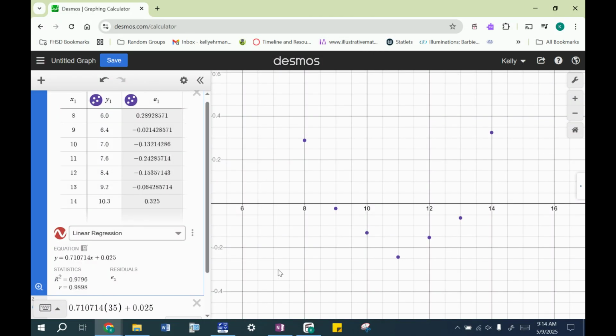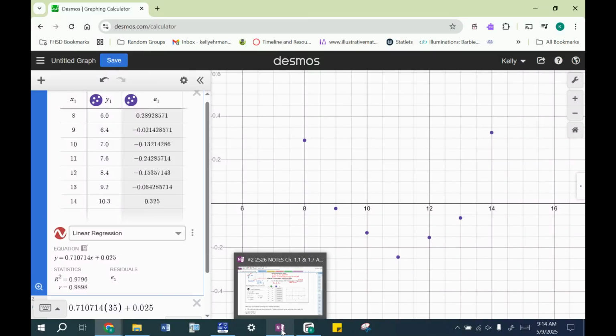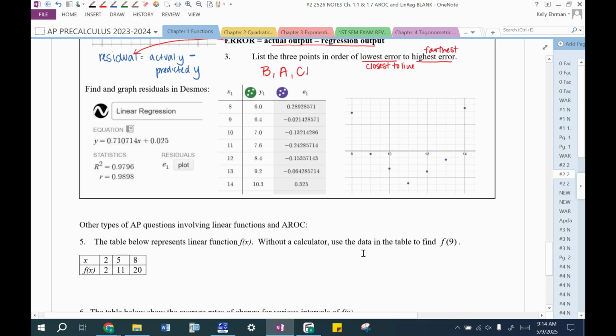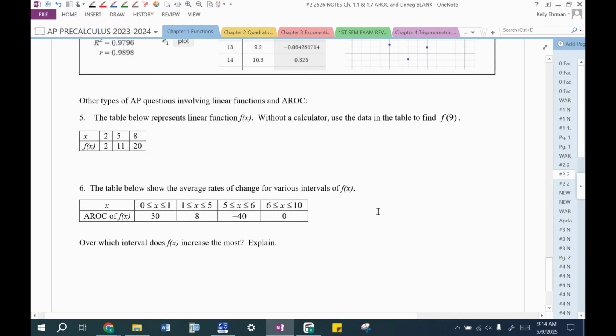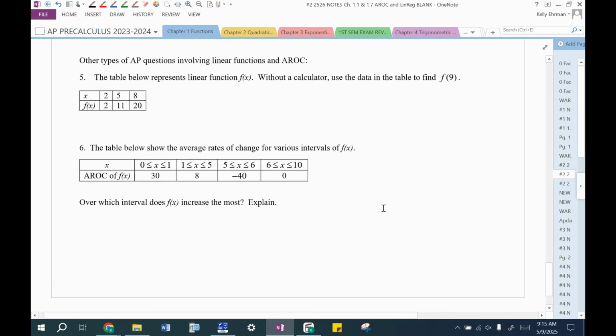All right, we don't often have to plot our own residual plots, but this is all just saying how close are each of the data points to that line or whatever the model of best fit is. All right, and here are some other types of non-calculator AP questions. This will help you when we do some multiple choice problems in AP Classroom.